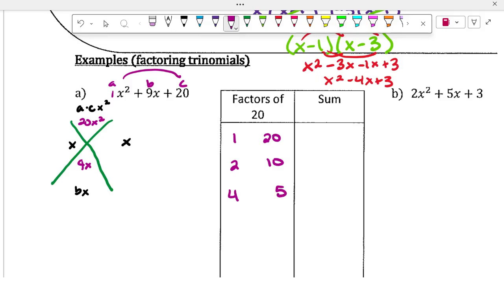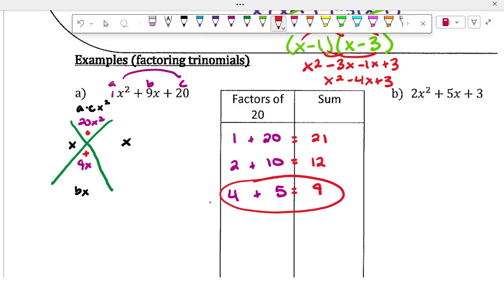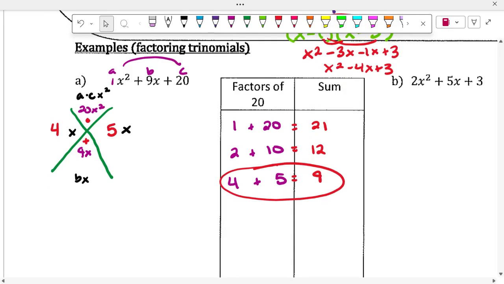Good. Now, since both of these are positive, that means both my signs are positive, so they'll stay positive. So I need to add these up and see if I get 9. So remember, you want to multiply to the top, add to the bottom. 1 plus 20 is 21. 2 plus 10 is 12. 4 plus 5 is 9. Which one works? 4 plus 5. So 4 and 5.